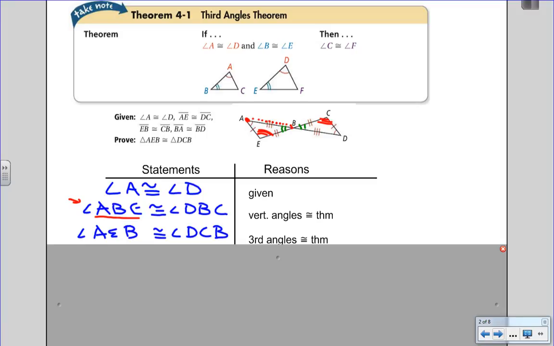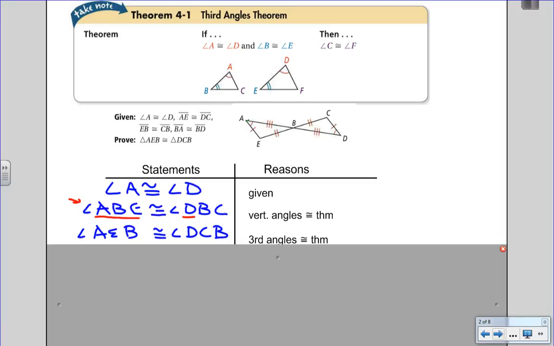So, what is the corresponding angle to angle A? Angle D. So I had to start the second one with angle D. Then going to the vertex through the three dashed lines, and then back to C. Notice how I even had to name it doing the same routes. That's very important.